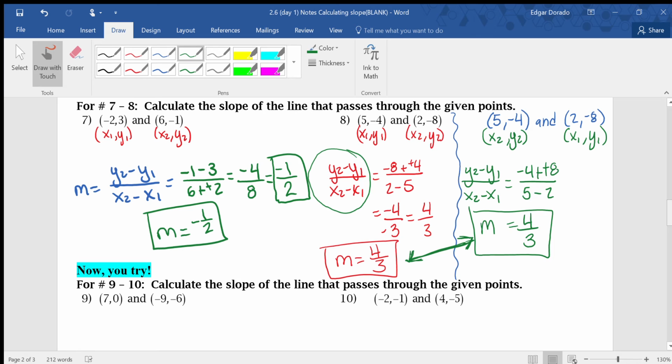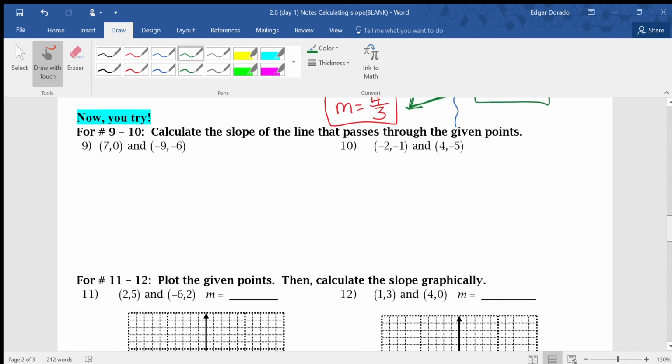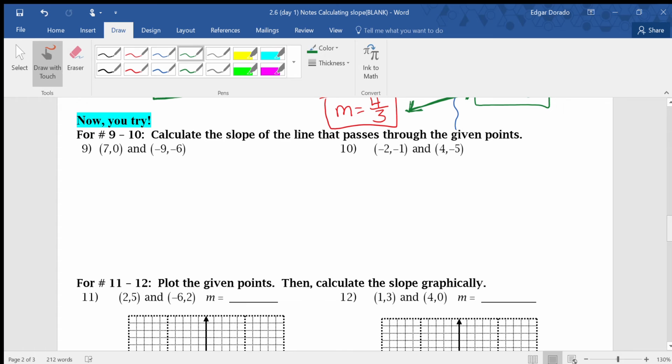Okay, so what I want you guys to do now is get used to calculating your slope. So I want you guys to try out number 9 and 10. So go ahead and pause the video and we'll come back and check those out.